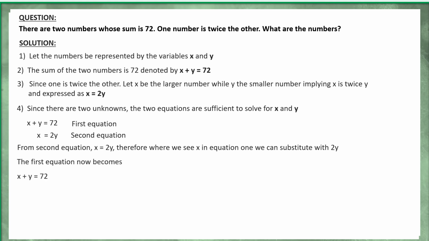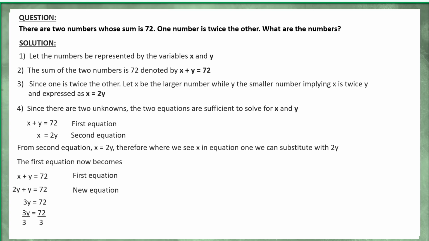So in the first equation, x plus y is equal to 72. Instead of x now, we'll replace it with 2y. And that will give us a new equation: 2y plus y is equal to 72. And if we simplify it further, we have 3y is 72.